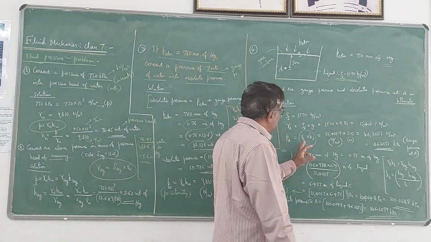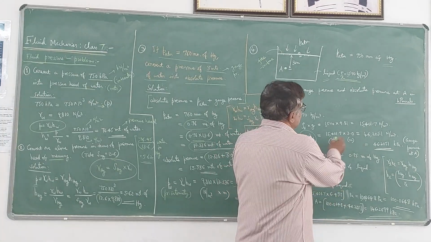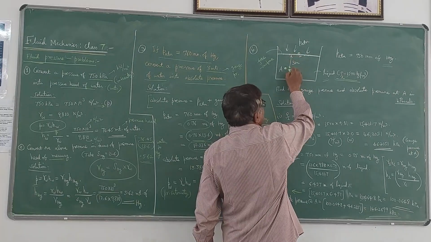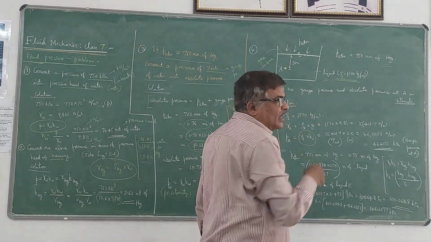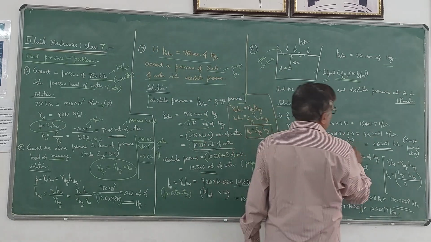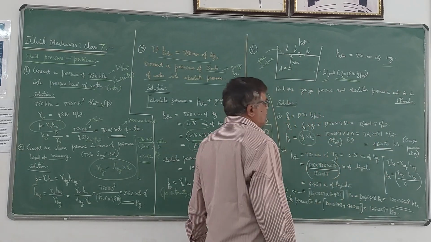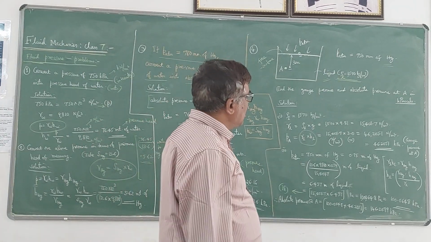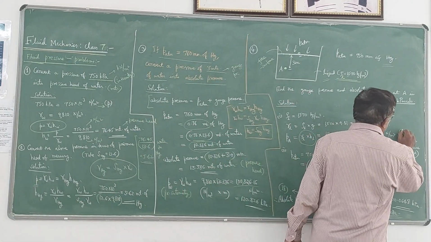So Pi is equal to gamma L HL. Gamma L is this value, and HL is the height of water, the height of that liquid up to the free surface, which is 3 meters as given. When you multiply these two, you get the value in Newton per meter square, 46,205.1 pascal. Newton per meter square is nothing but pascal.